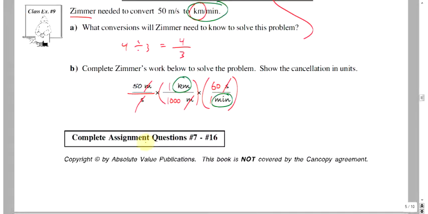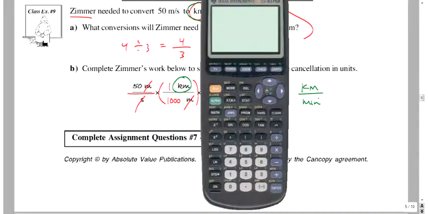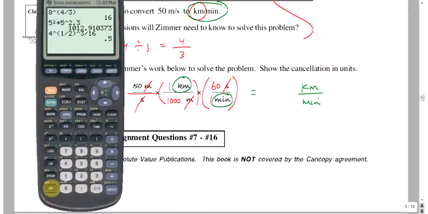So it actually wasn't that bad, right? Okay, so now you know your units are fine. This thing's going to be kilometers per minute. All we got to do is put it in our calculator. I'll say it again. All the numbers on the top, we multiply. All the numbers on the bottom, we divide. 50 times 60 divided by 1,000, that's all we got to put in. It's 3.